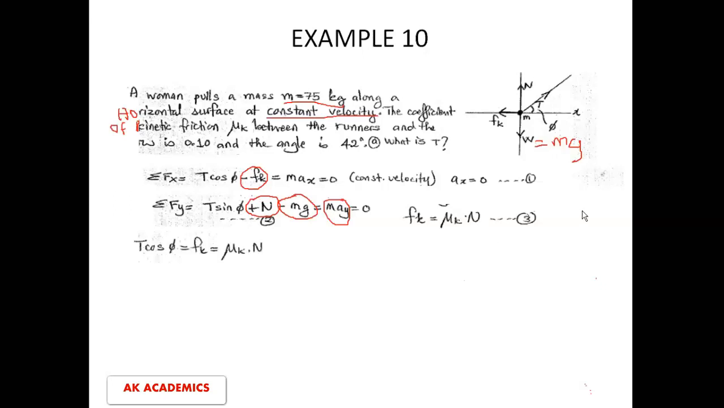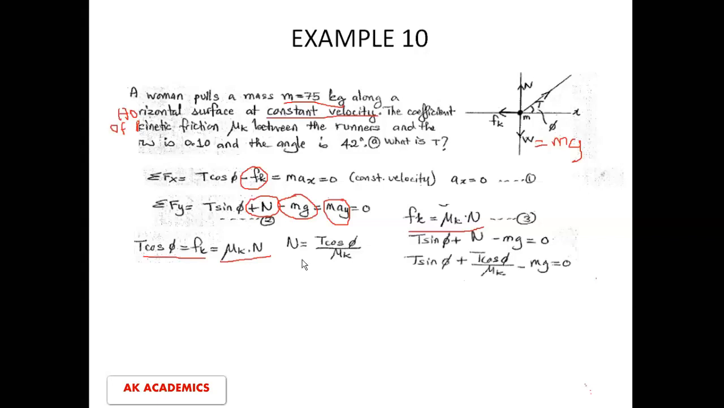All right. Let's take it a step further. If Fk is equal to mu k multiplied by N, what you will find from this expression is that we already know that T cos phi minus Fk is equal to 0. From equation 1, T cos phi is equal to Fk, and we already know that Fk will be mu k N, so you can just say T cos phi is equal to mu k N. We can easily say that N, if you rearrange it, is equal to T cos phi divided by mu k.